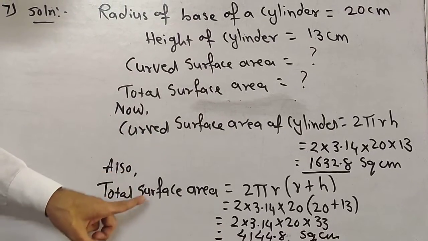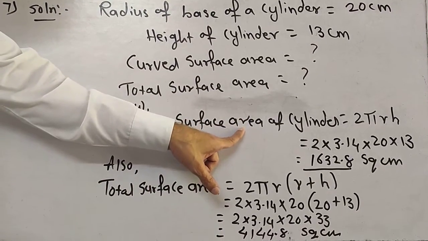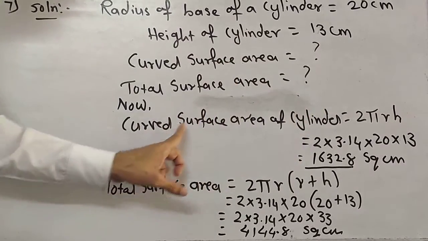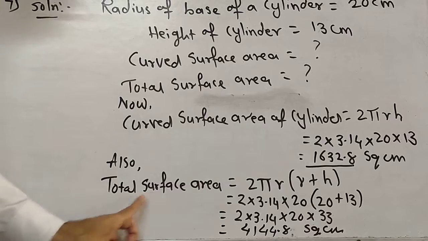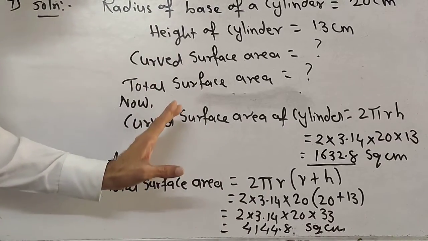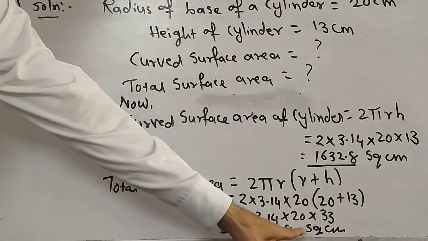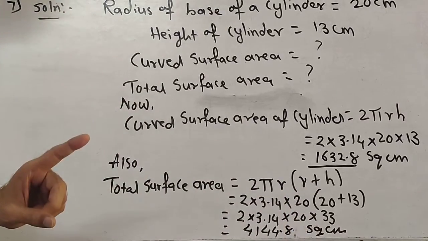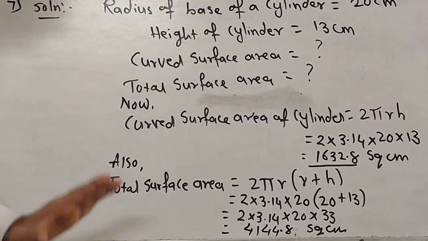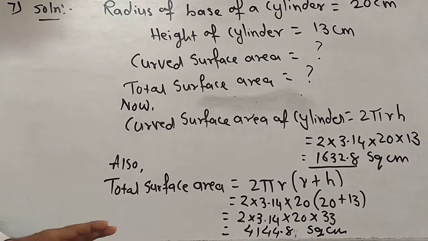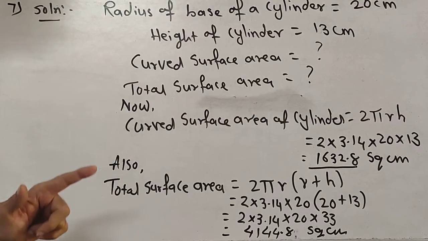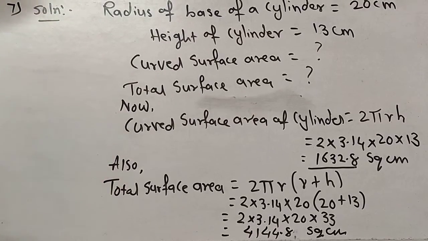You can see the formula. You know the formula. You have to learn the formula. As I told you, the curved surface area of a cylinder is this, and the total surface area of a cylinder is this. Just put in the values, multiply and write the proper units. And after getting the answer, the last statement is compulsory. Again and again I am saying, please don't forget to write the last statement. Please copy it down.